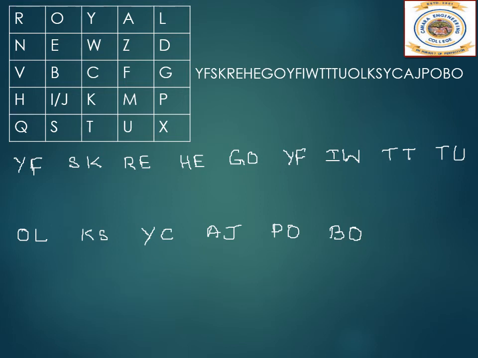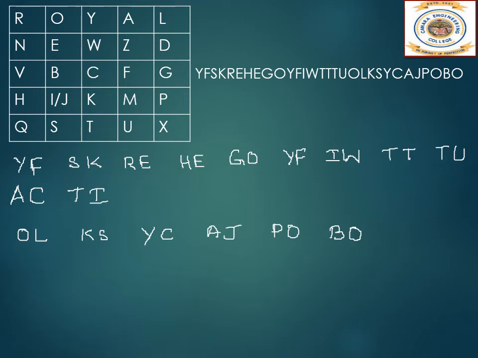This is the same Playfair matrix we have taken previously. So here it is Y and F. Where is Y? Y and F are in different rows and different columns. So for Y I have to replace with A and for F I have to replace with C. S, K. Where is S? S and K, again different rows, different columns. So S is replaced with T and K is replaced with I. R, E. R and E, again different rows, different columns.